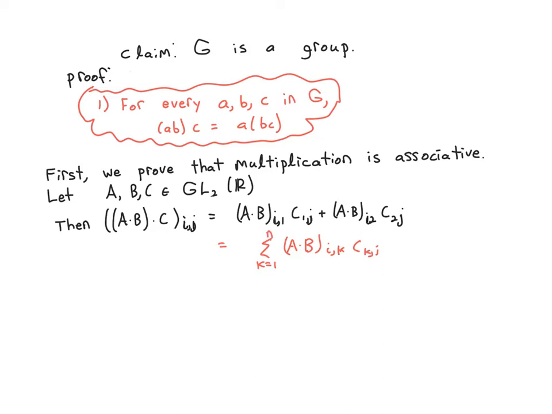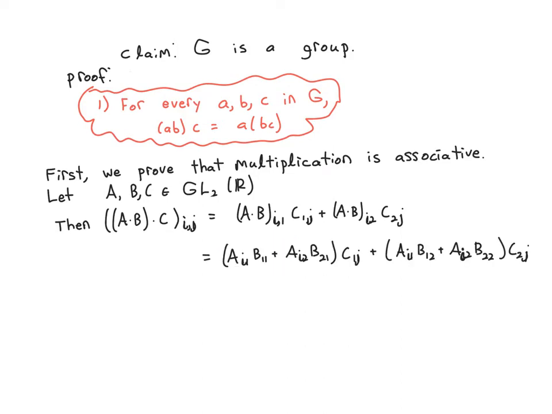But in this case, n is 2, and so there's only 2 terms in the summation, and here they are. k is either 1 or k is equal to 2. Well, next we apply the definition of multiplication to a times b. So a times b, the i-first entry of a times b is given by this formula.